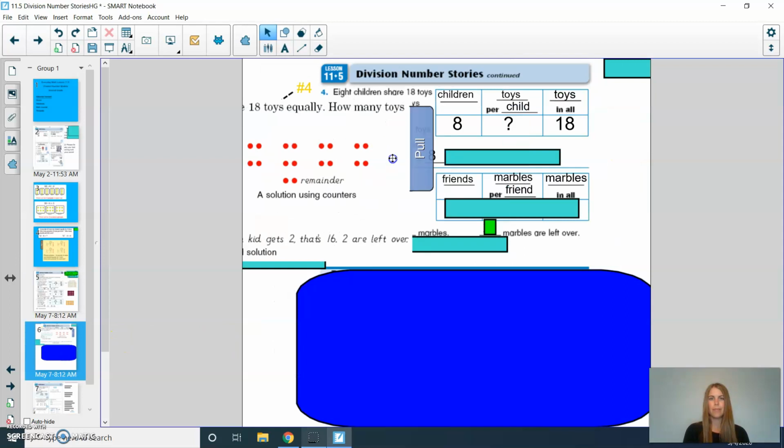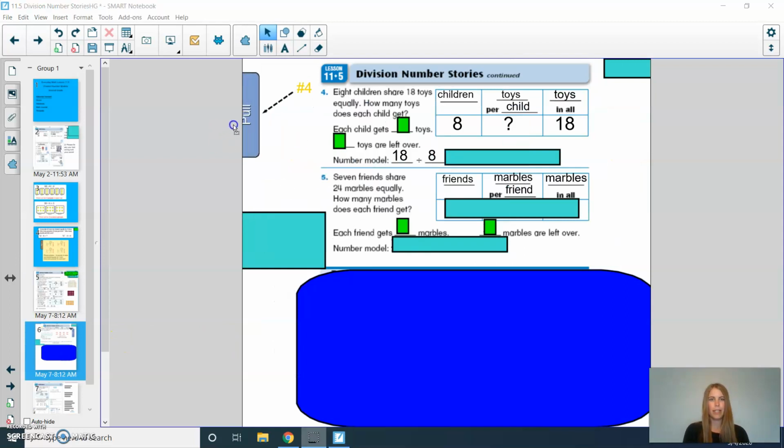All right, we're going to take a look now at question number 4. So 8 children share 18 toys equally. How many toys does each child get? So notice how in this diagram, we need to fill in our top words as well. So we have our word children, which we know is 8. Toys per child is what we're solving for, and then toys in all is 18. So our number model, we have 18 divided by 8. I want you to press pause and then play when you're ready to hear the answer.